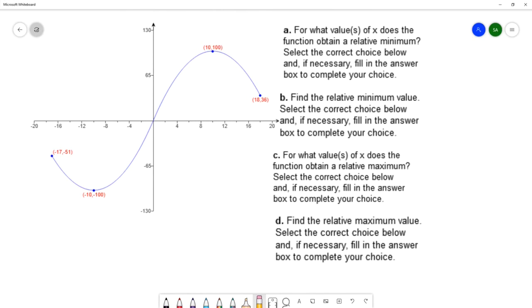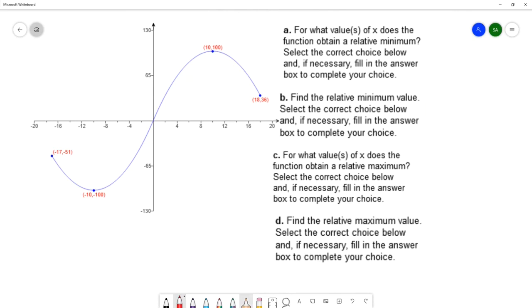On this question, we're given a picture, and we want to find for what values of x does the function obtain a relative minimum. Select the correct choice and fill in the blank. So we want to identify that we have a relative minimum and find out what value of x is that relative minimum. So the definition of a relative minimum is when we have a change from decreasing to increasing.